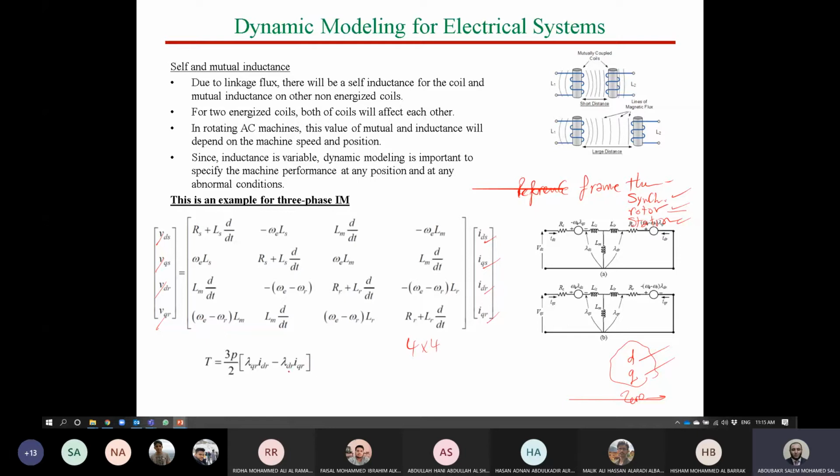So if you make that, you will find the torque equation for the induction motor equals lambda QR IDR minus lambda DR IQR. This is the final equation of the derivation. I'm not going to discuss the derivation of the induction motor. However, this is the final model of the induction motor. This is just to show you that modeling of electrical machines is not that simple.